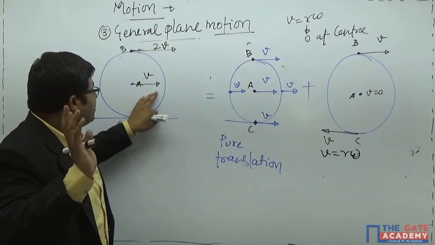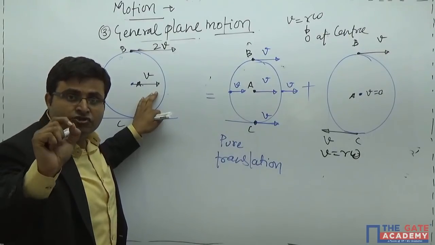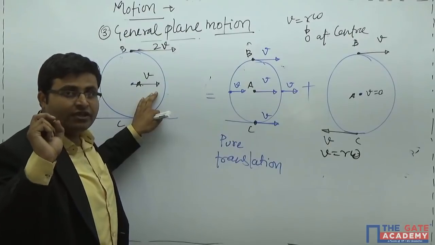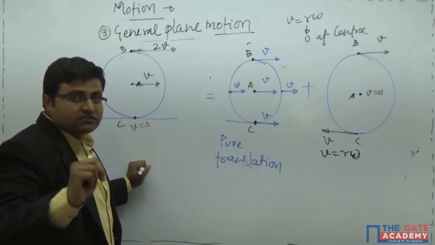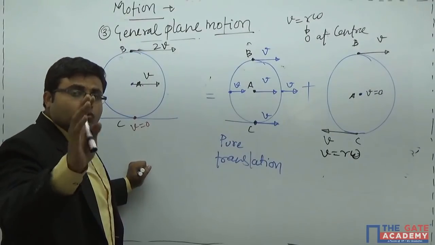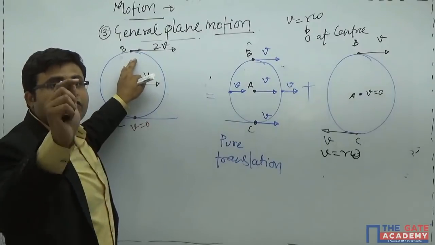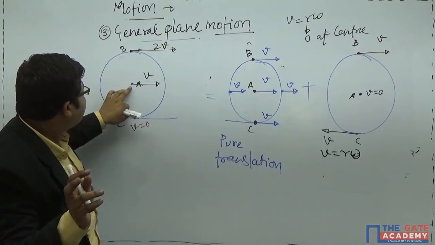So if you want to find the point which is at zero velocity, how can you find that point? Please note it very carefully. This is important. You just need to draw two lines. What are those two lines? Those two lines are passing through the point at which you know the velocity. So in which case, this is B and A.